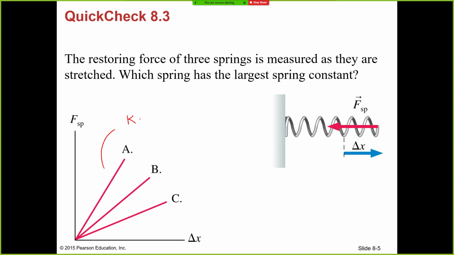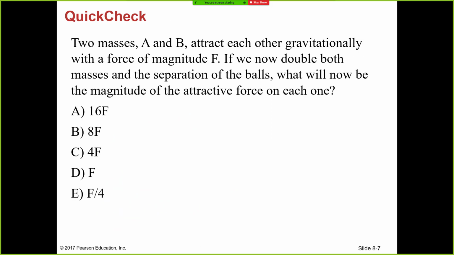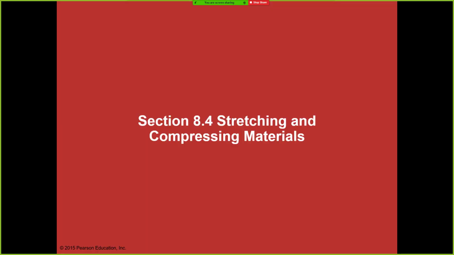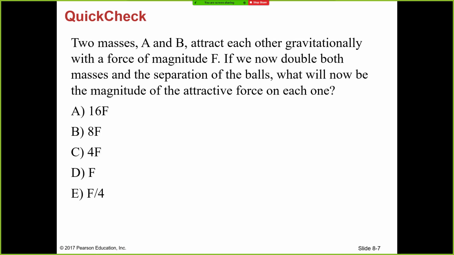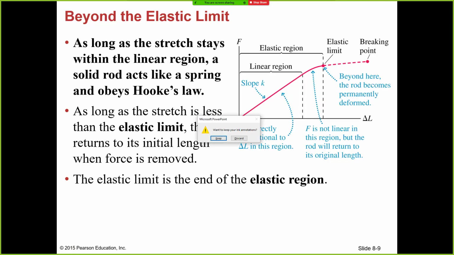K is greatest for A and K is the least for C. So we already did that. Let's talk a little bit more about the springs.